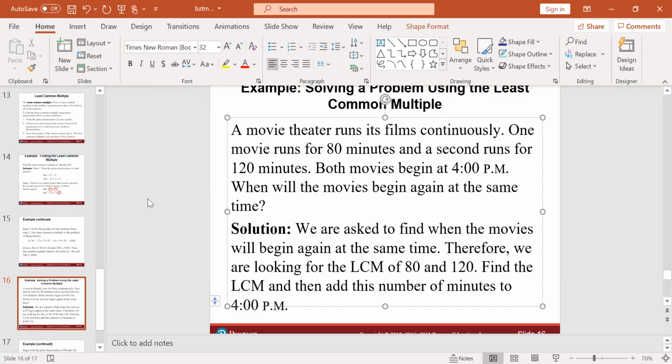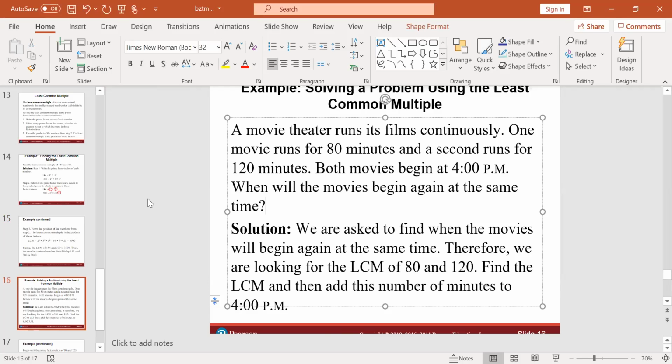So anyways, a movie theater runs its films continuously. One movie runs for 80 minutes and a second runs 120. So some kids movie is 80 minutes, some superhero movie is 120 minutes. Both movies begin at 4 p.m. When will they begin at the same time again?